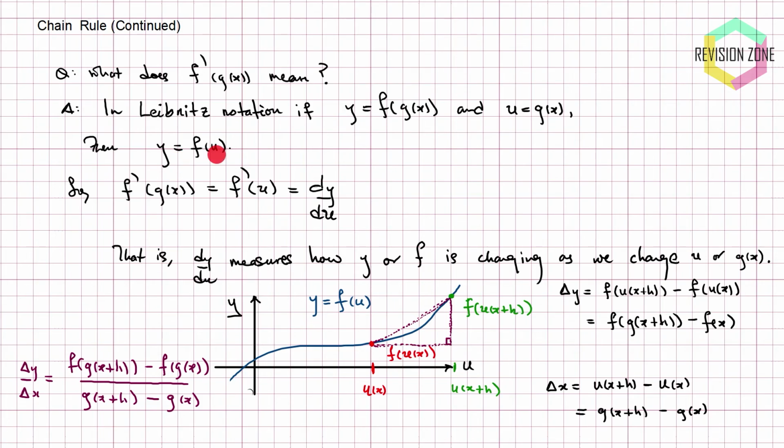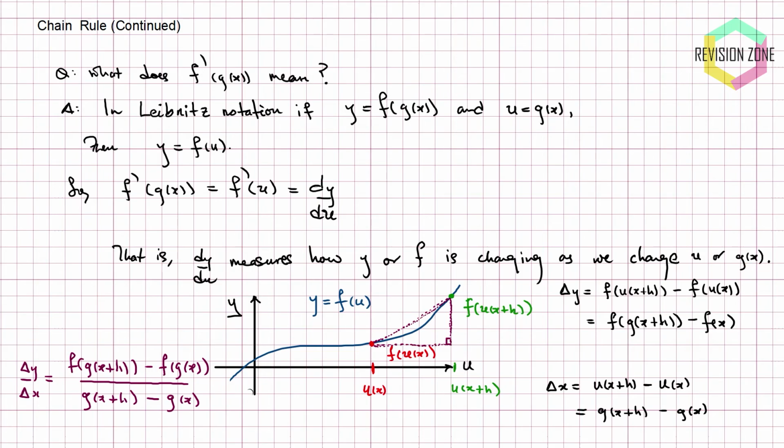Now when I differentiate f with respect to everything on the inside, but everything on the inside is now called u, it's the same thing as f differentiated with respect to u. So f prime of g of x is the same thing as f prime of u, which is the same thing as dy by du. Now, what does that mean? That just means that dy by du measures how y changes as you start to change u. In other words, f prime of g of x measures how f changes as you start to change g.